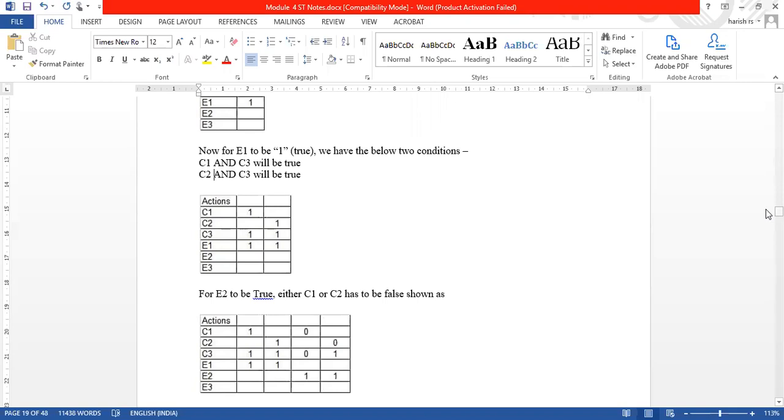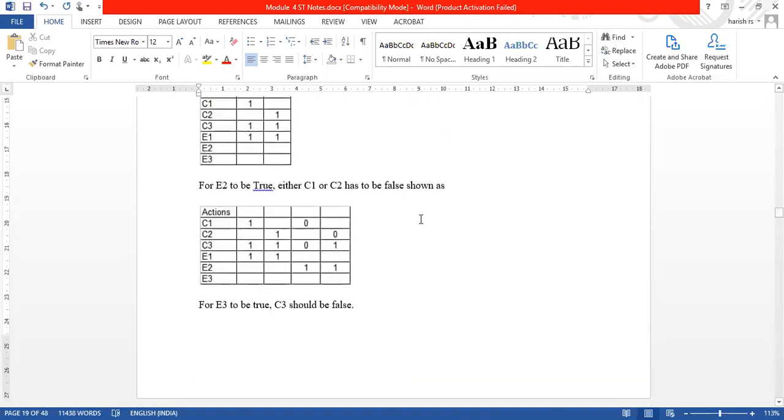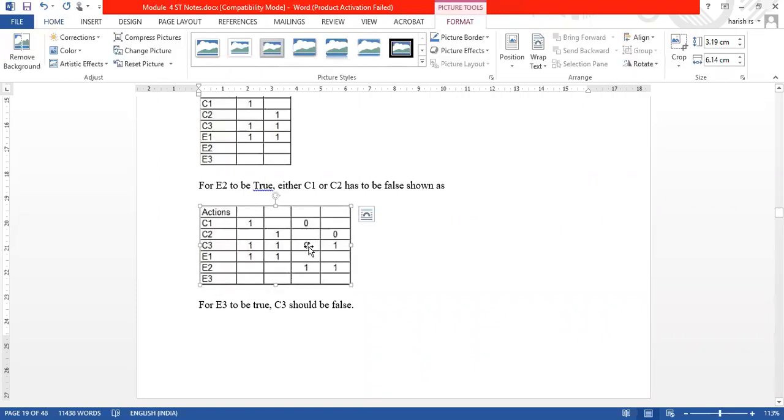Now coming to the extension of the same table with E2, the second case. E2 is true when C1 or C2 is false. So let us see, C1 is 0 and the second digit is 1, then it should actually be 1 here. And then C2 is 0, then it is 1. Then again your case 2 will be 1.